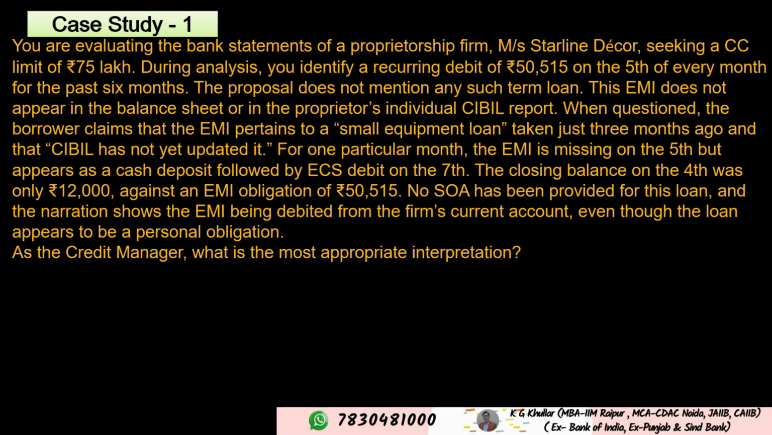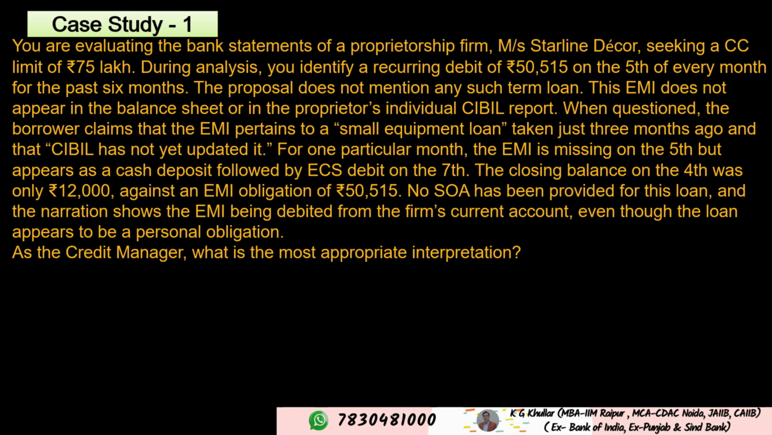When questioned, the borrower claims that the EMI pertains to a small equipment loan taken just 3 months ago and that CIBIL has not yet updated it. You observe that for one particular month, the EMI is missing on the 5th but appears as a cash deposit followed by ECS debit on the 7th. The closing balance on the 4th was only Rs 12,000 against an EMI obligation of 50,515.